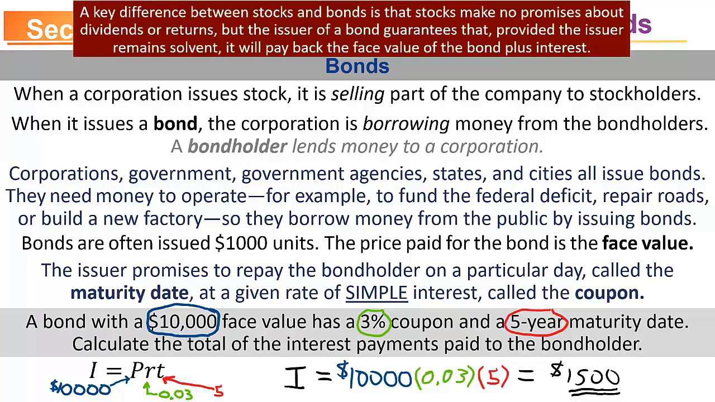A key difference between stocks and bonds is that the stocks make no promises at all about dividends or returns, but the issuer of a bond guarantees that provided the issuer remains solvent, it will pay back the face value of the bond plus interest. So the risk you run with bonds is that the company could go under. But as long as the company is solvent, it has to pay back the bond plus the interest. The stock market makes no guarantees at all.